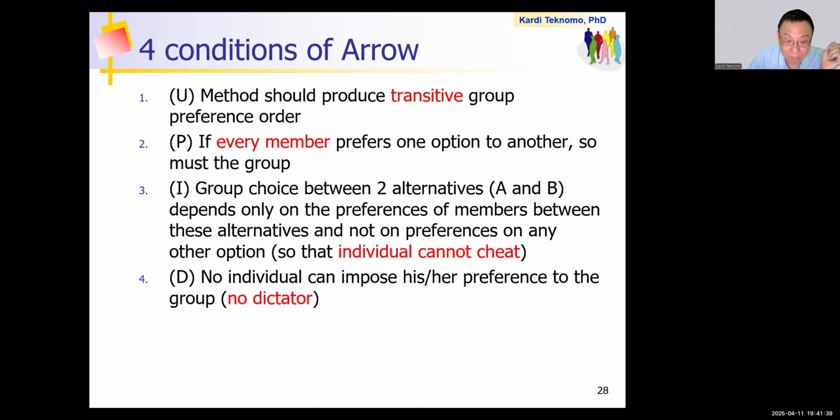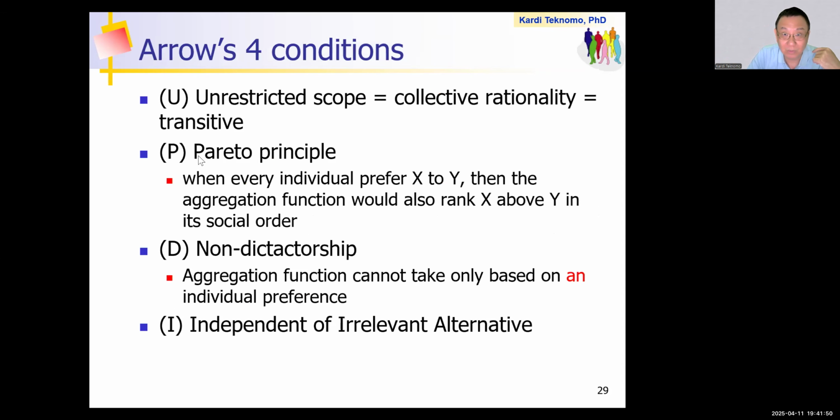So the aggregation function must be based on these four conditions. We call them by a name: U, P, D, and I. U is unrestricted scope. P means Pareto principle. D means non-dictatorship. I means independence of irrelevant alternatives, IIA.